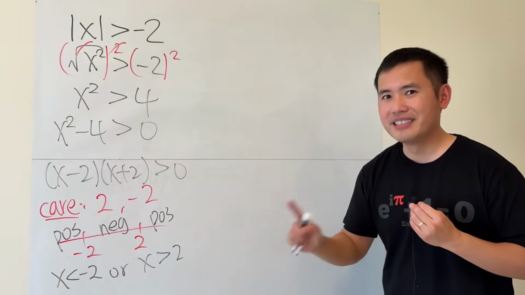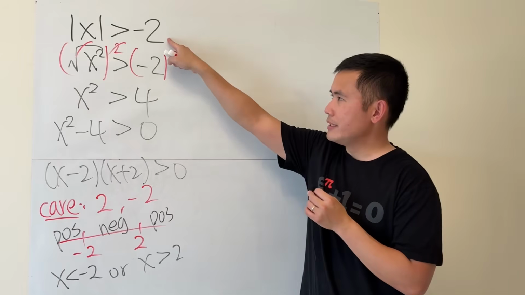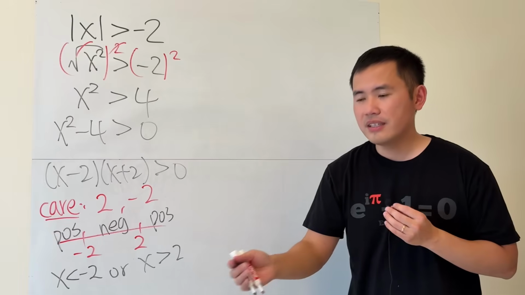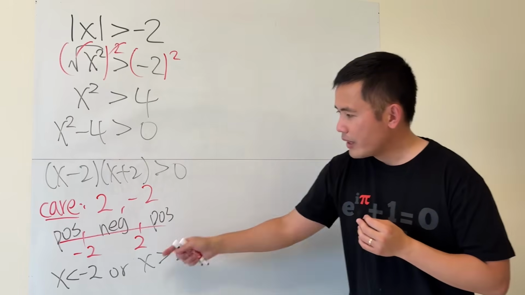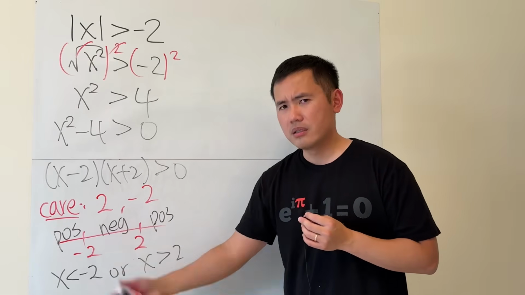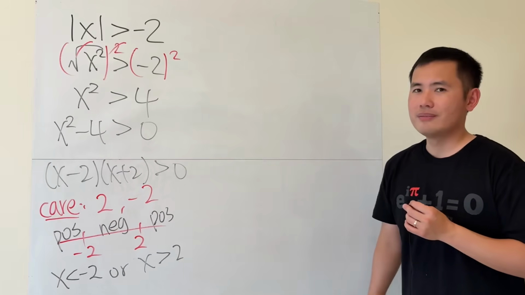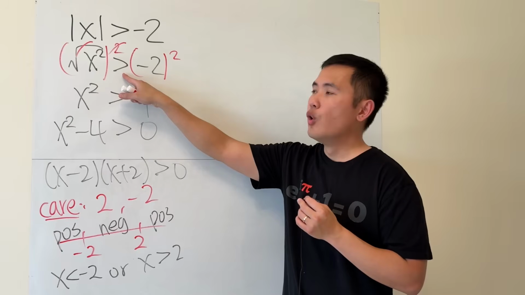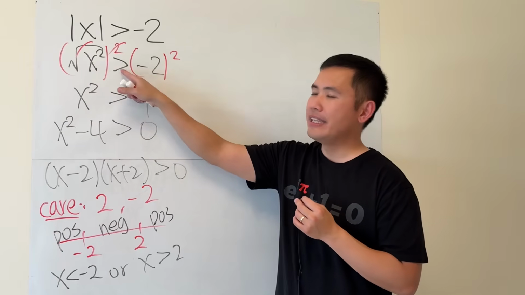But this is not correct, because the answer to the original inequality is x being all real numbers, meaning going from -infinity to positive infinity. Right here, we are missing this part. So where did this go wrong? Let me tell you. We have to be careful when we square both sides of an inequality.